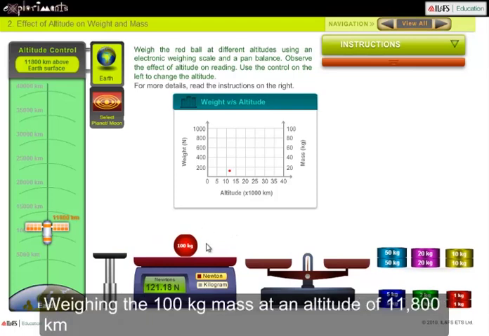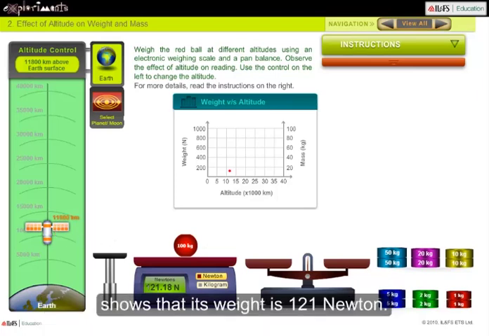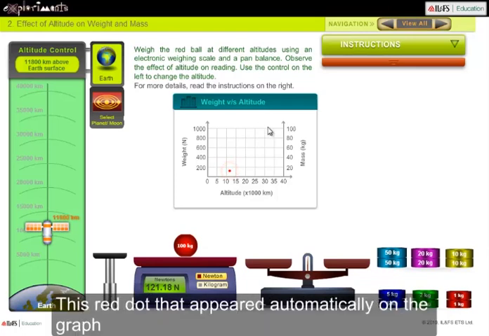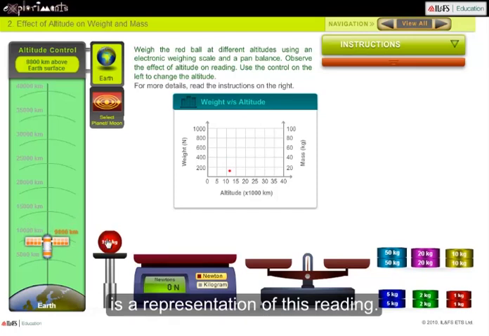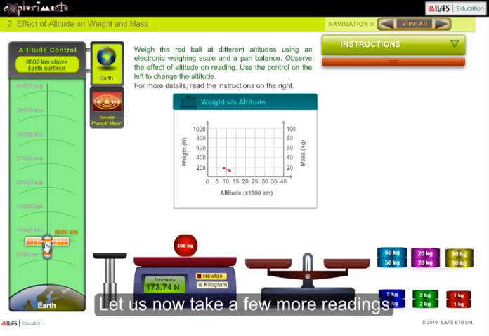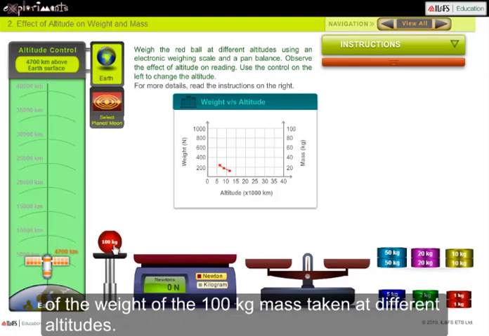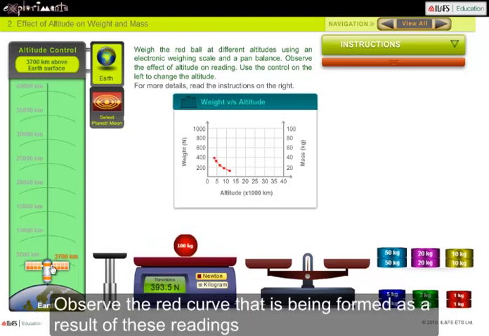Weighing the 100 kilogram mass at an altitude of 11,800 kilometers shows that its weight is 121 newtons. This red dot that appeared automatically on the graph is a representation of this reading. Let us now take a few more readings of the weight of the 100 kilogram mass taken at different altitudes. Observe the red curve that is being formed as a result of these readings.